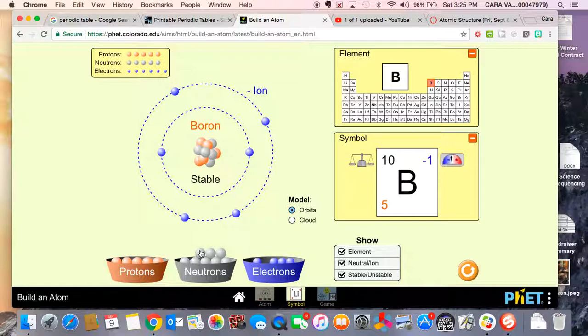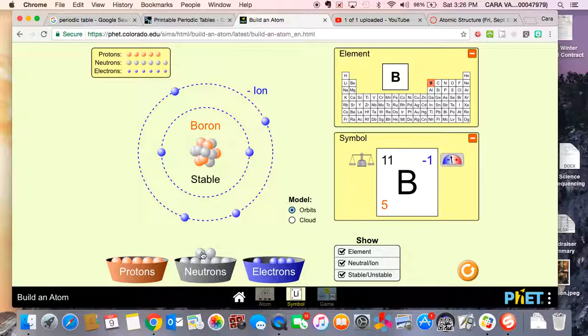The other thing that I want to remind you about is that the neutrons are what makes something stable or unstable. So here we see that boron 10 is stable. We see that boron 11 is stable. Well, what's the difference between boron 10 and boron 11? Boron 10 has 5 protons, 5 neutrons. Boron 11 has 5 protons, but it's got 6 neutrons. So it's the same element, and those two guys are called isotopes.